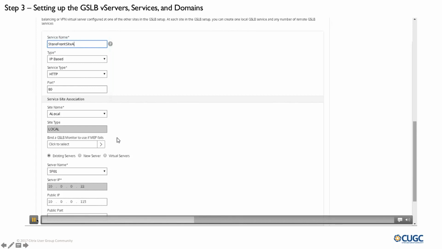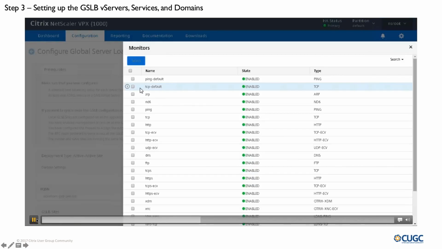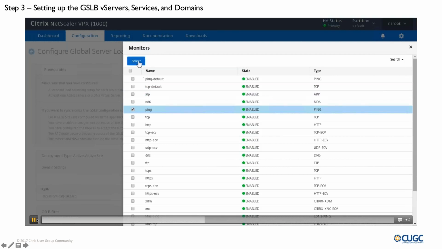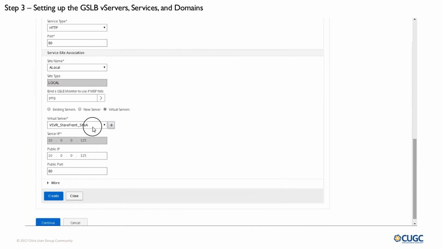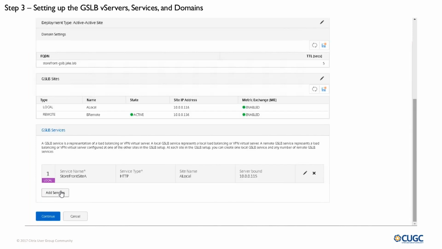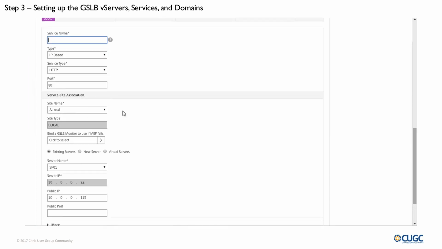So you'll see I'm going to configure a monitor. In my lab, I'm just using ping. Please don't use that in production. Please use a proper storefront monitor, but just to prove the concept to you, it shows you what you need to do. So I've added our virtual server for storefront site A, and now we'll add our virtual server for storefront in site B.